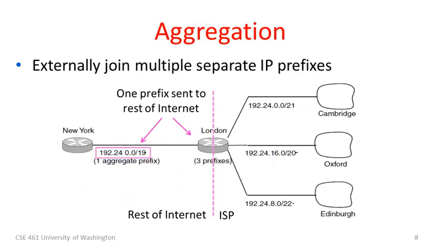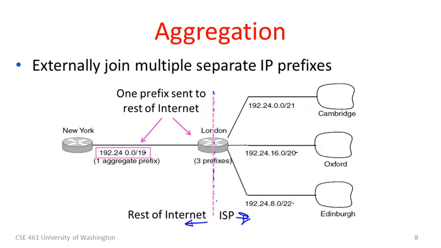Here's aggregation. This is really the flip side of it. It's the same thing in reverse. Here's again our border point, and maybe you're an ISP on the right, and you're talking to the rest of the internet over here on the left. Well, inside your ISP, you might have allocated 3 different prefixes here for different universities, for Cambridge, Oxford, and Edinburgh. Now, they all have different prefixes, they're different organizations, they asked for and received a prefix to set up all of their hosts, and they're running their networks independently.